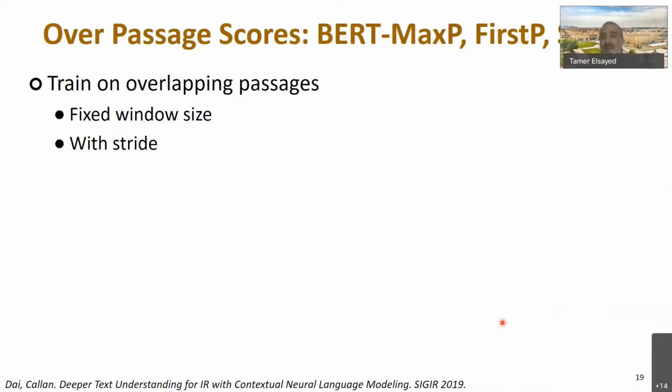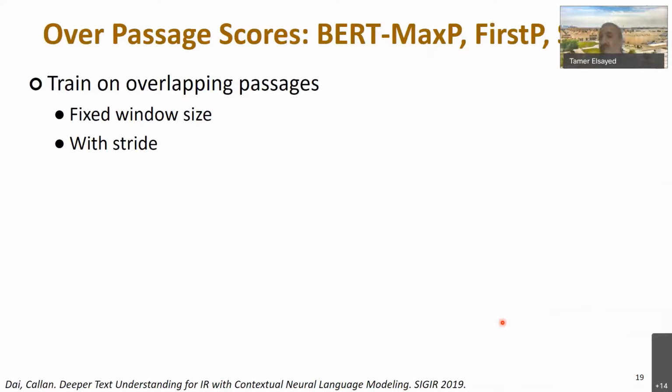Right. Here, this approach is called BERT max P, or first passage, or sum passage. These are three variants of the same approach. The overall idea here is to chunk the document into passages, either in training or in testing. So here we will not only train on small documents.